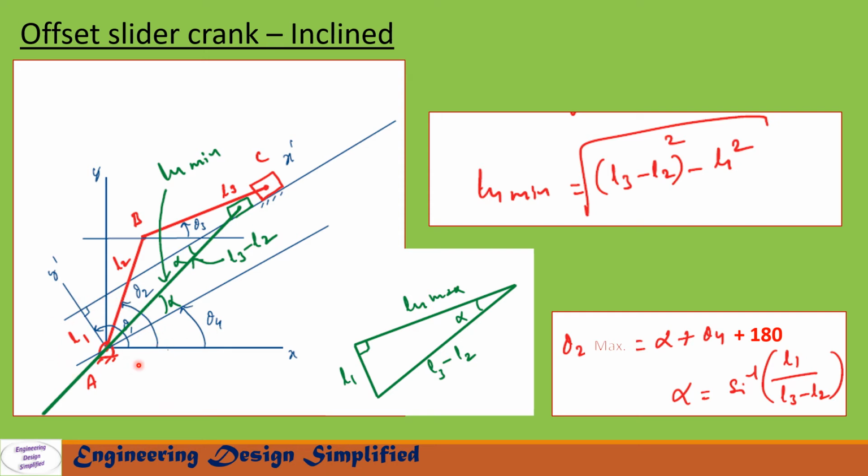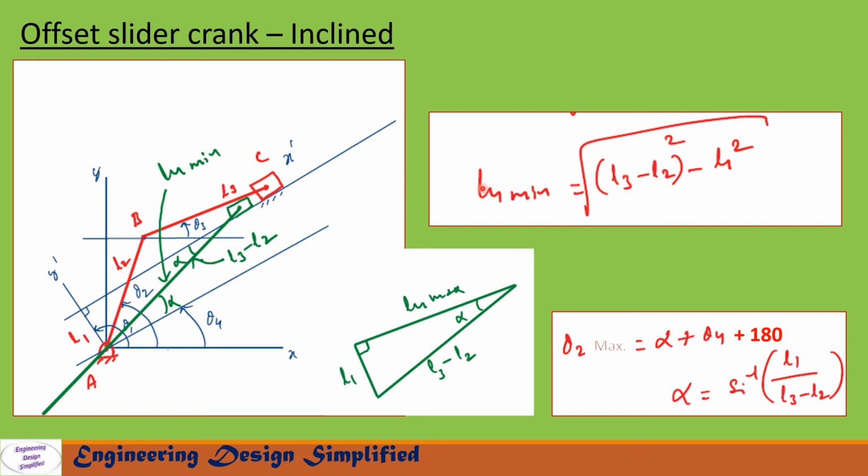So from this right angle triangle, one side is L1, this side is L3 minus L2, and this is L4 minimum, and this angle is alpha. If this angle is alpha, this angle is also alpha. From this right angle triangle, L4 minimum can be found as L4 minimum equal to square root of (L3 minus L2) whole square minus L1 square.